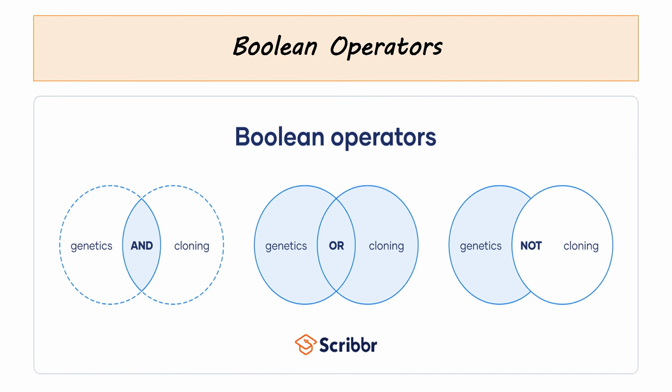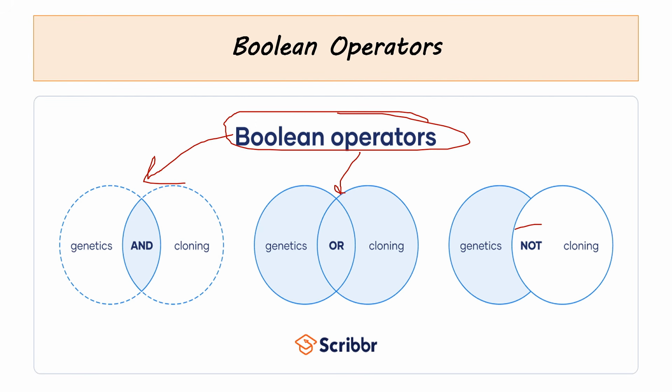When you search on these databases like PubMed or Scopus or Web of Science, you need to know how to deal with Boolean operators. We have something called Boolean operators. The three main ones are AND, OR, NOT. If you want to search, for example, about genetics and cloning together, you will put the genetics term and the cloning term between AND. So all the studies that come after the search will include both genetics and cloning in the same study.